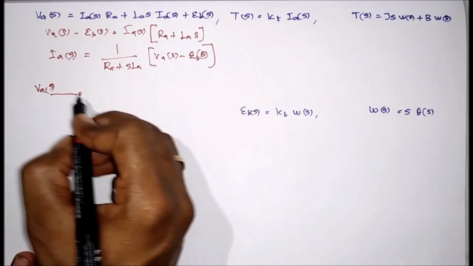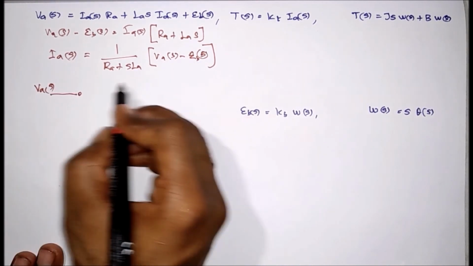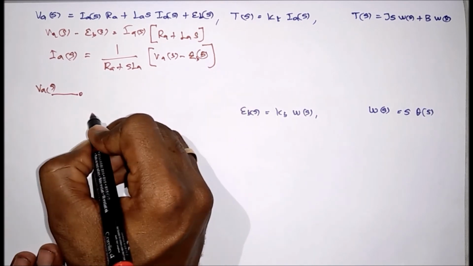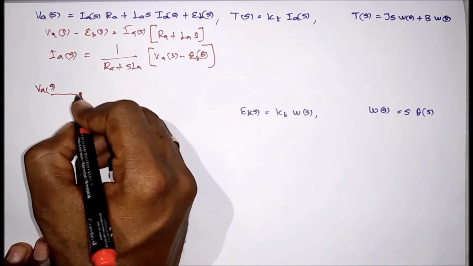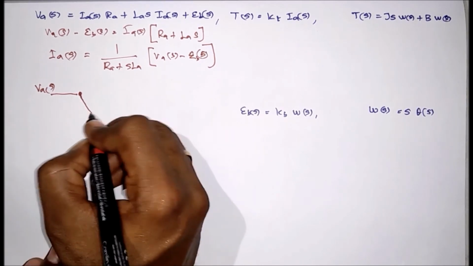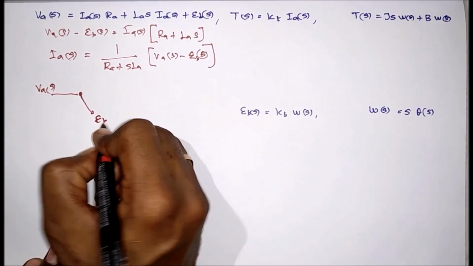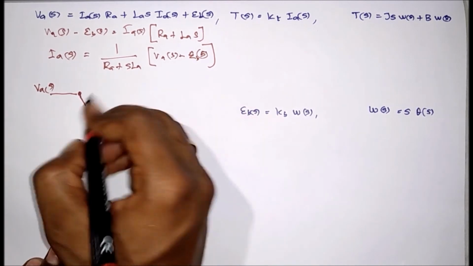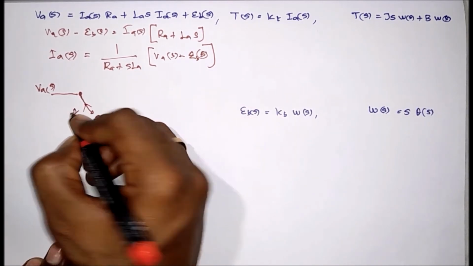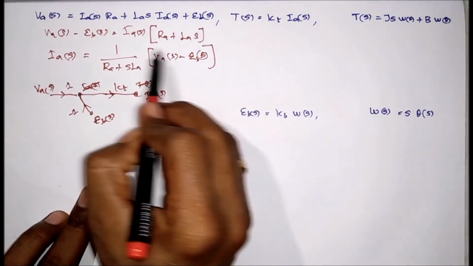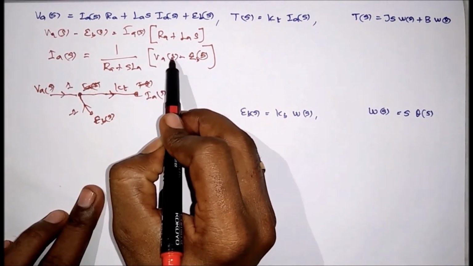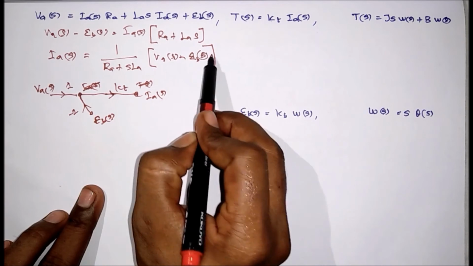So we can take this first. At this point, one more input is coming, that is Eb of s. We can say this is Eb of s, here minus, therefore its gain is minus 1. Here plus, therefore its gain is 1. Actually, from this equation, we have to create Va of s minus Eb of s.